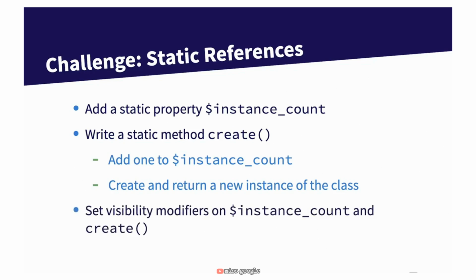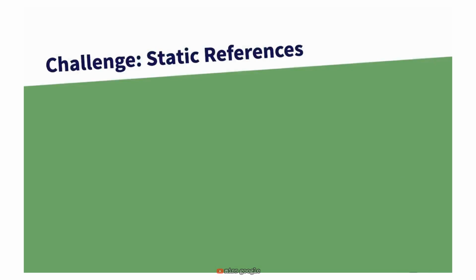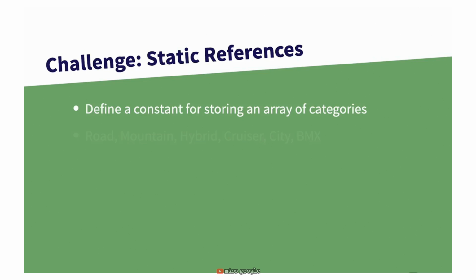And then, of course, it's a best practice to make sure we use visibility modifiers on both instance count and create. The second part of the challenge relates to constants. I want you to define a constant for storing an array of categories. The idea is that these are categories that a bicycle could belong to. So for example, road, mountain, hybrid, cruiser, city, and BMX.